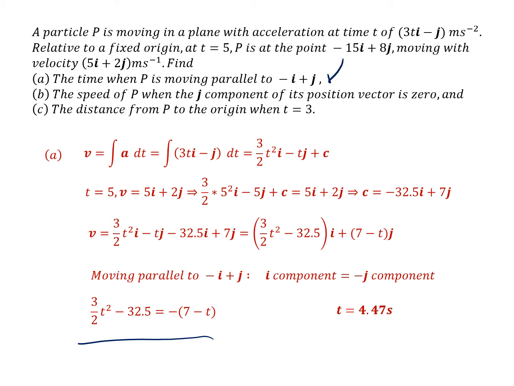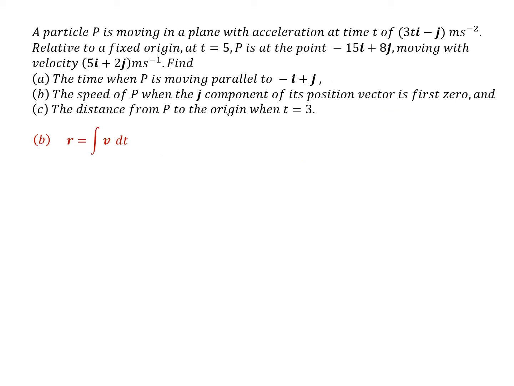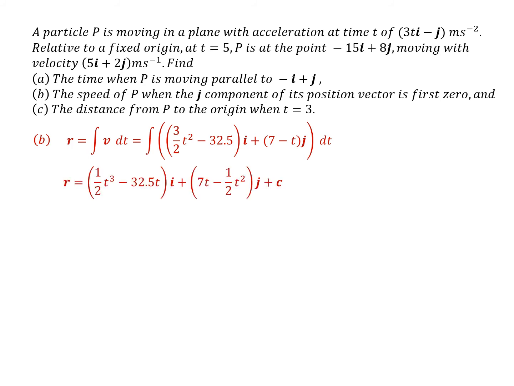Now we look for the speed of P when the j component of its position vector is 0. So we need to find an expression for the position vector. So the position vector is the integral of velocity. Now we had velocity on that previous slide. That's the velocity vector. And when we integrate that, integrating 3 over 2 t squared gives us a half t cubed, minus 32.5 goes to minus 32.5t, 7 goes to 7t, and minus t goes to minus half t squared. But we still need to remember that we're adding a constant, which is a vector.